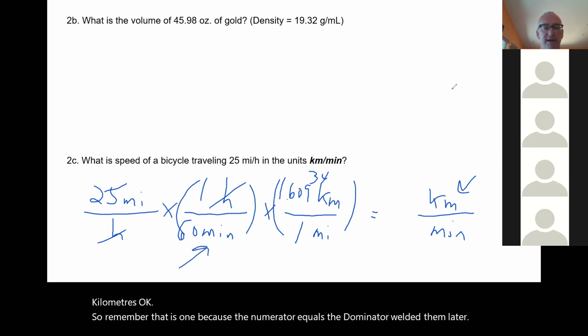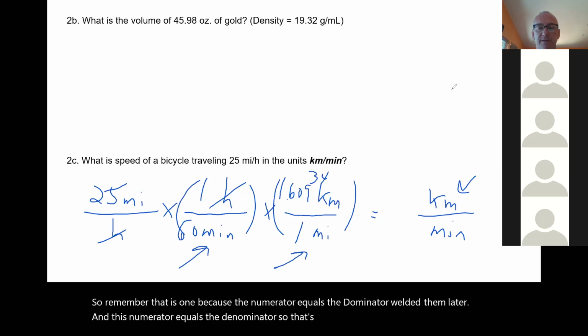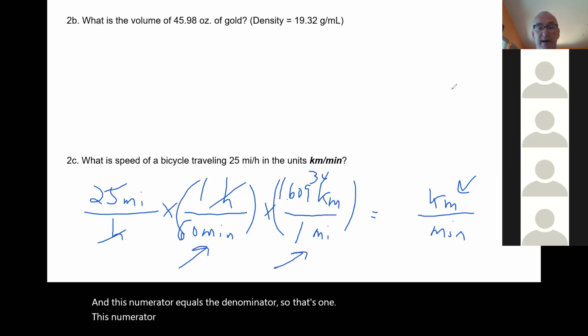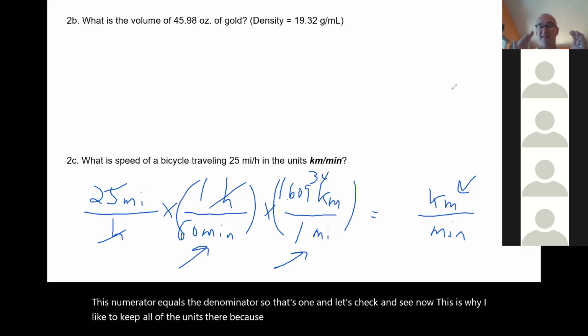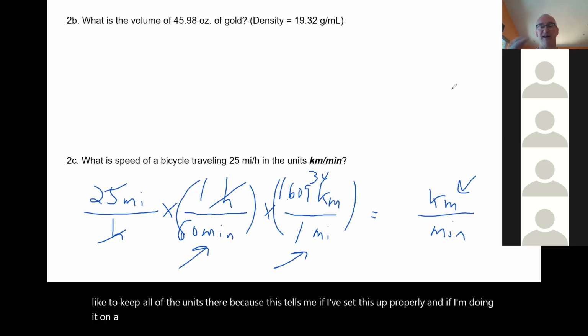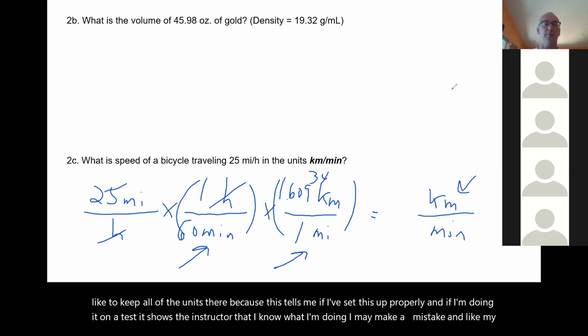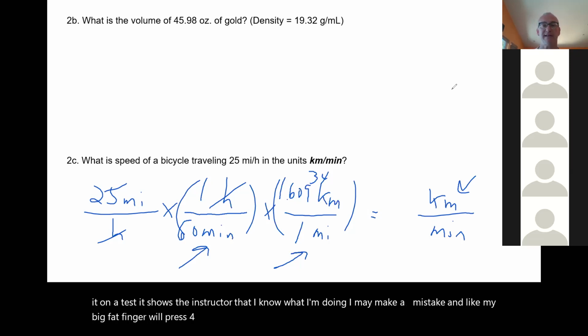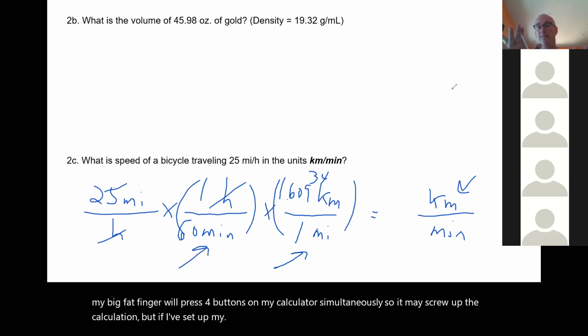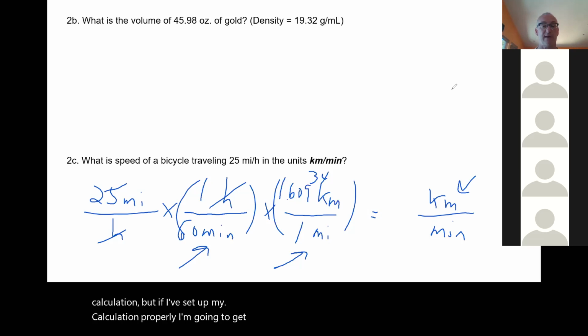And this numerator equals the denominator, so that's 1. This numerator equals the denominator, so that's 1. And let's check and see. Now, this is why I like to keep all of the units there, because this tells me if I've set this up properly. And if I'm doing it on a test, it shows the instructor that I know what I'm doing. I may make a mistake and my big, fat finger will press 4 buttons on my calculator simultaneously, so I may screw up the calculation. But if I've set up my calculation properly, I'm going to get most of the points on that question.